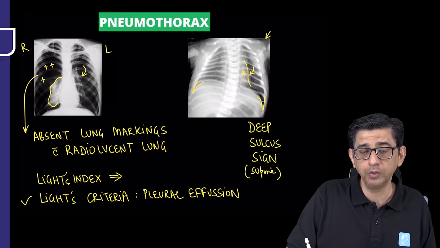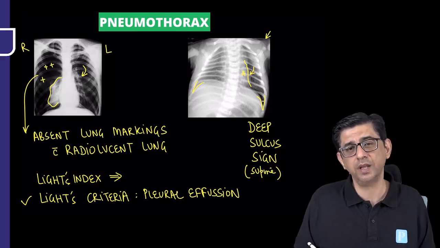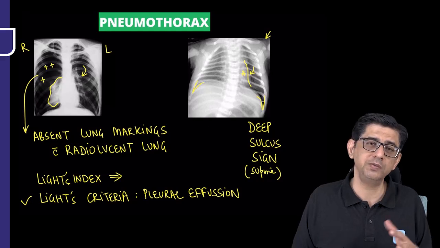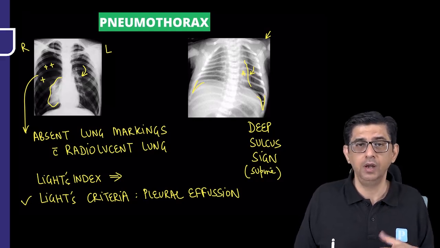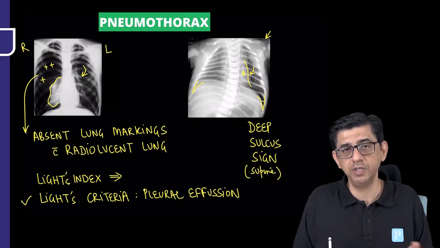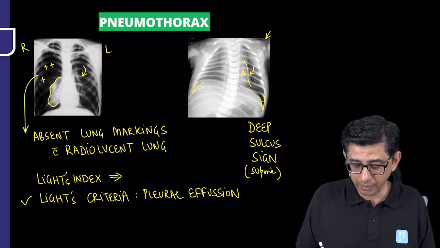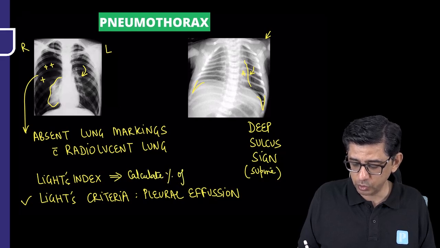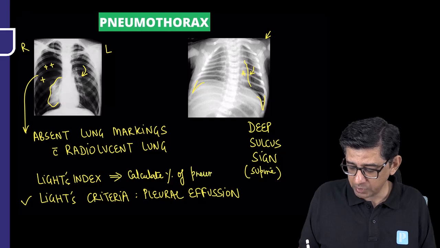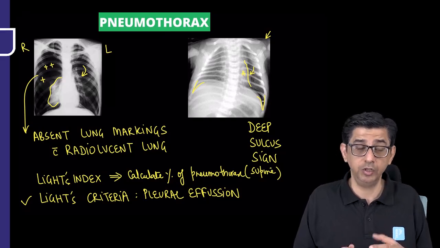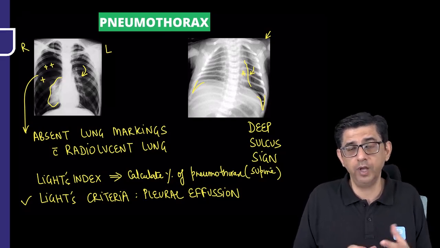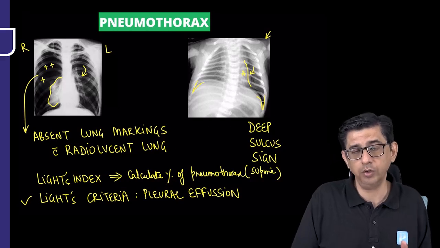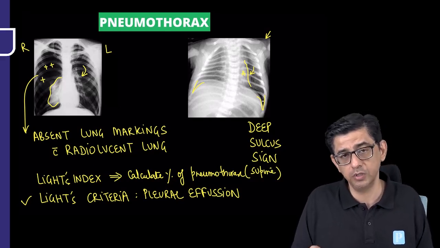It's going to be pneumothorax. Light's index technically is used to determine, sometimes we say words like small pneumothorax, large pneumothorax, but small and large is very subjective. So technically Light's index is used to calculate the percentage of pneumothorax. It is used to evaluate what percentage of the lung has been affected in this particular case, or to gauge the severity of damage caused to that lung due to this pathology called pneumothorax.